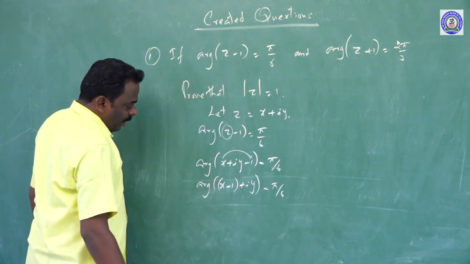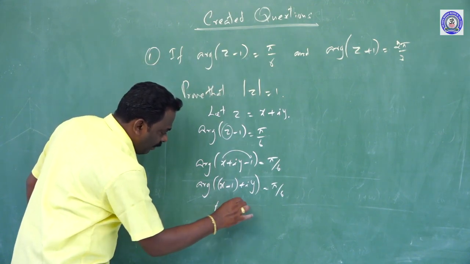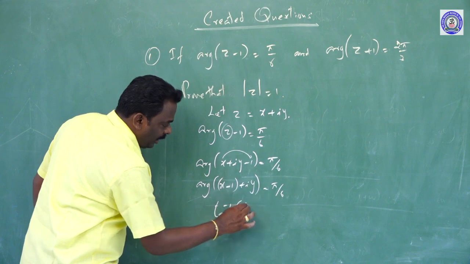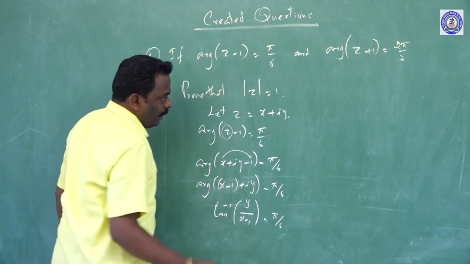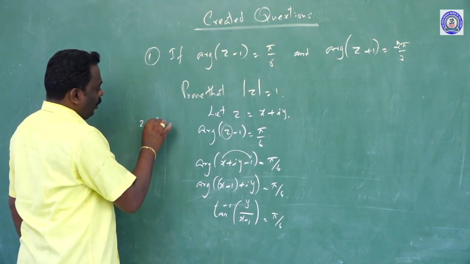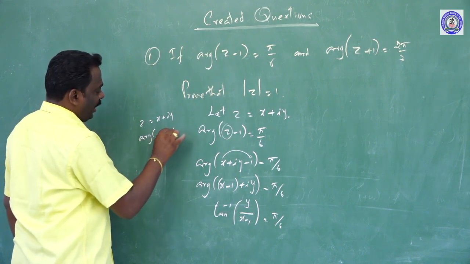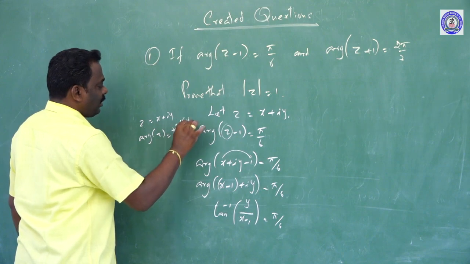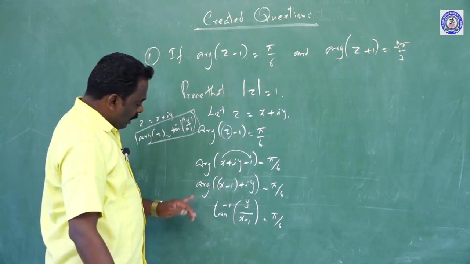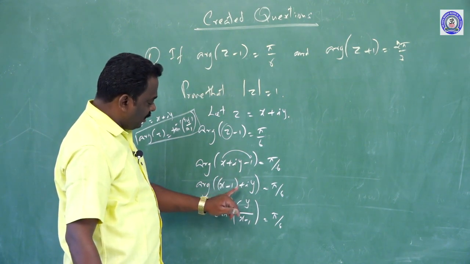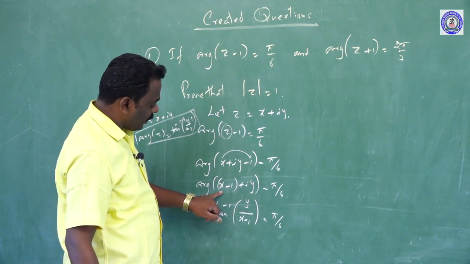Now we take the argument of this complex number. What is the argument of a complex number? For z equal to x plus iy, the argument of z is defined by tan inverse of modulus of y by modulus of x. This is called the argument formula. Therefore, tan inverse of y by (x minus 1) is equal to pi by 6.